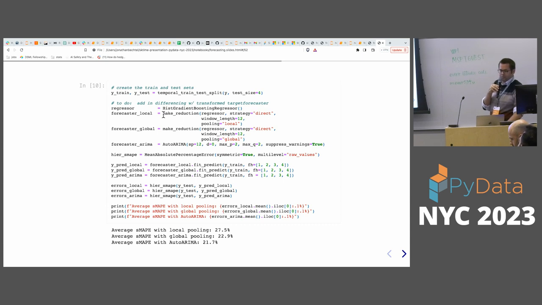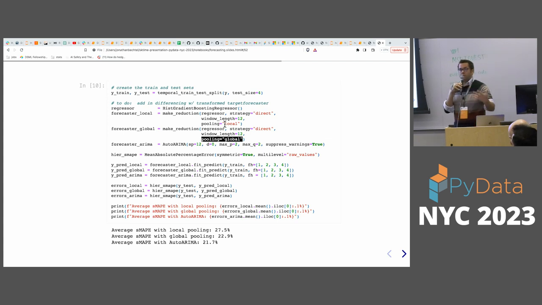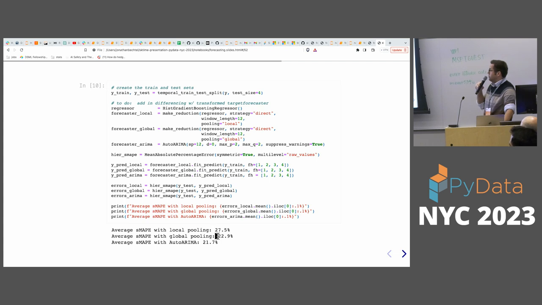So the make reduction function we're looking at, you pass in the regressor. You can also specify local pooling or global pooling. This basically means, do you want to fit an individual model for each time series, or do you actually want to fit every single time series as a global model itself? Again, for ML models, this is typically beneficial. As you can see here, the accuracy for the global model improved significantly over the local one, but we still have not beaten the time series baseline, which is common.